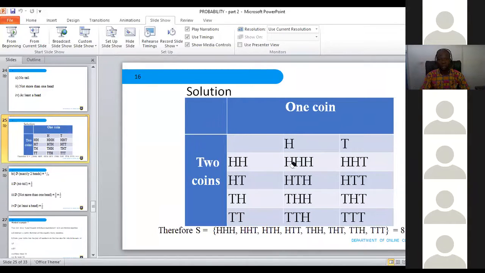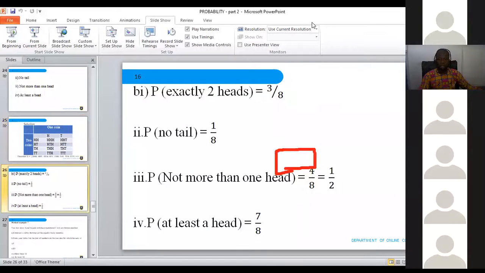So we are only going to have this particular event, the one giving you head, head, head. You see, there is no tail in this particular event. So we have 1 over 8. Are you okay? Yes, sir. All right. Who is also having a challenge? So that's the solution there. Copy that.